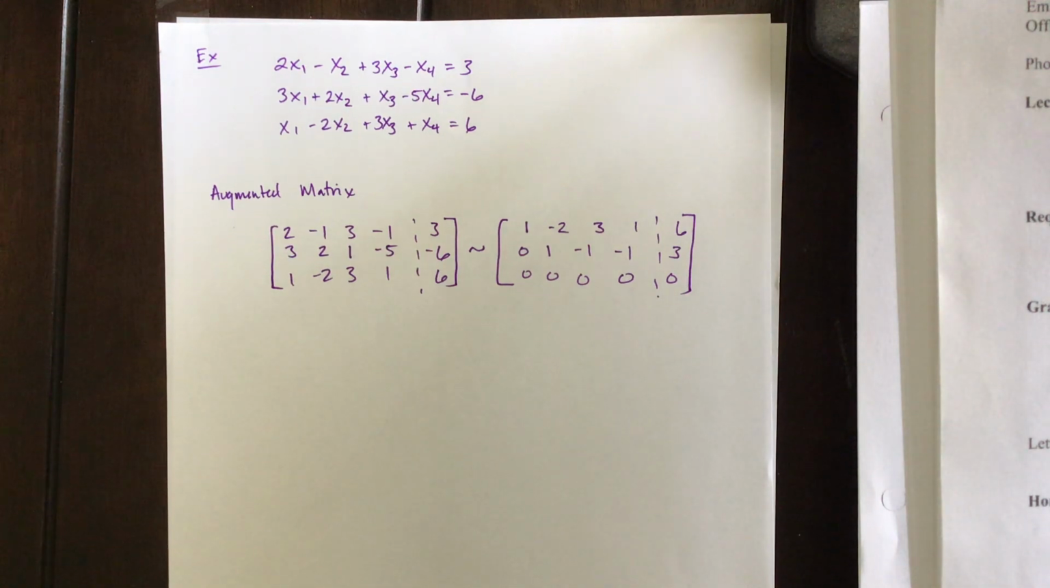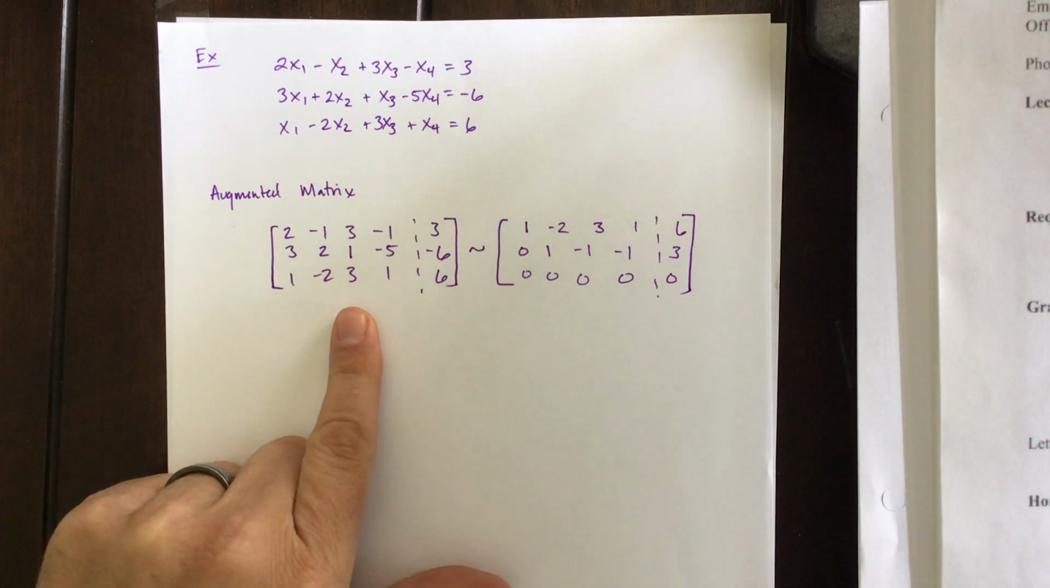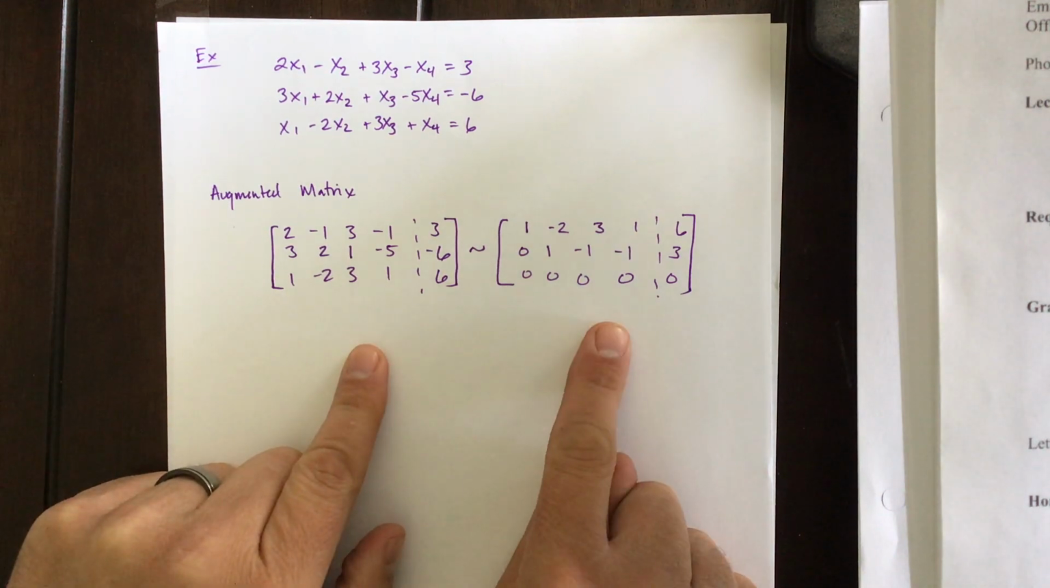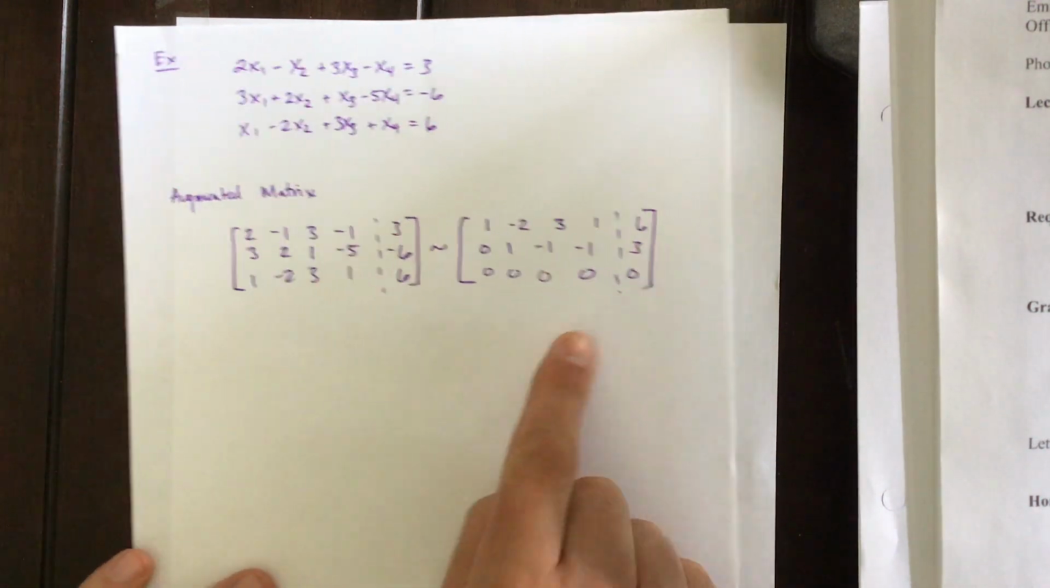2x1 minus x2 plus 3x3 minus x4 is 3. 3x1 plus 2x2 plus x3 minus 5x4 is negative 6, and x1 minus 2x2 plus 3x3 plus x4 is 6. So the augmented matrix is shown to be row equivalent to this matrix.